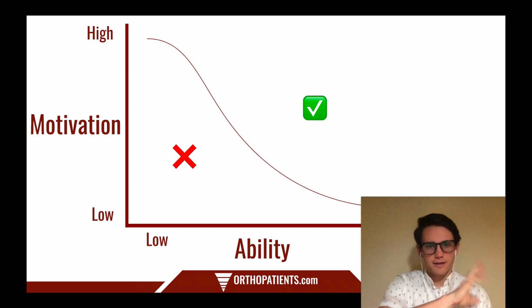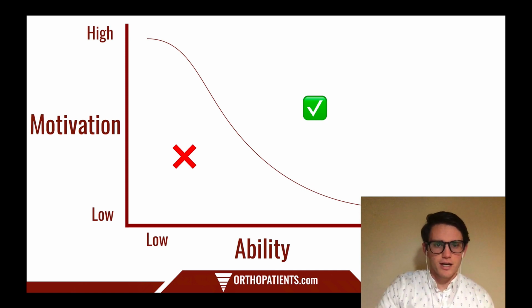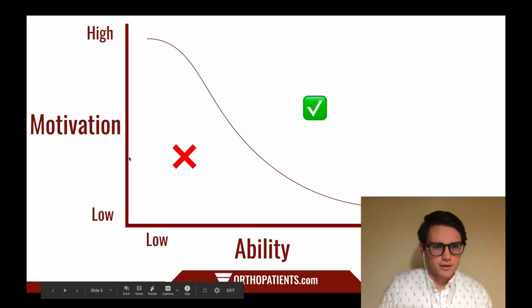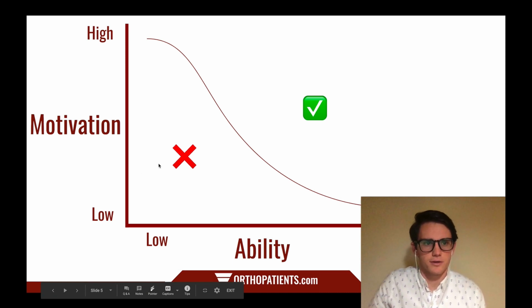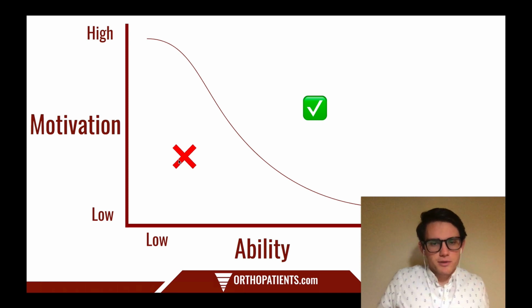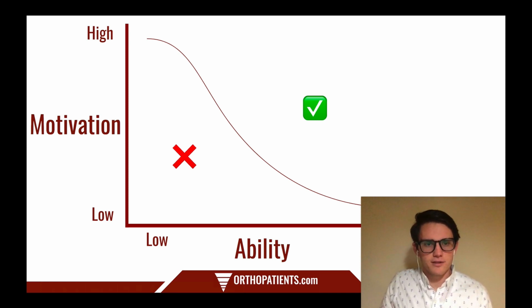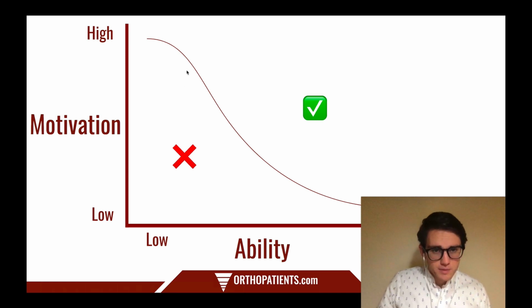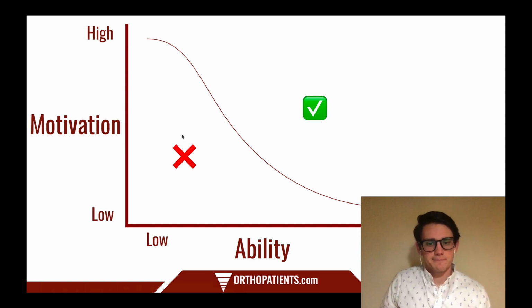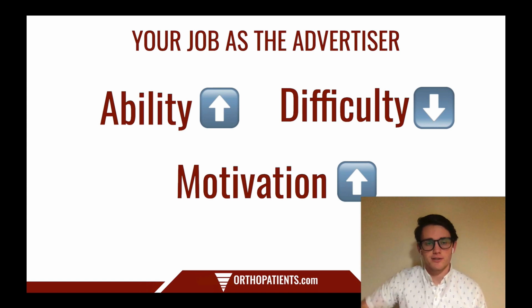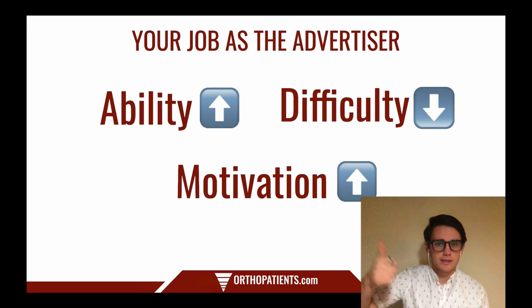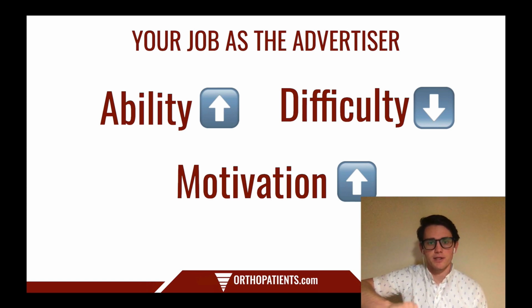But the majority of people are going to be on the other side of the line, where there's low perceived ability, or there's not a very high motivation to do what you're asking them to do. And some people you're just not going to be able to move, and that's the reality of business. But these people that are close to the line, that's where your trigger comes in and can pull them over the line. Okay, so your job as the advertiser is to increase the perceived ability, decrease the difficulty of somebody doing something, and then increase the motivation.